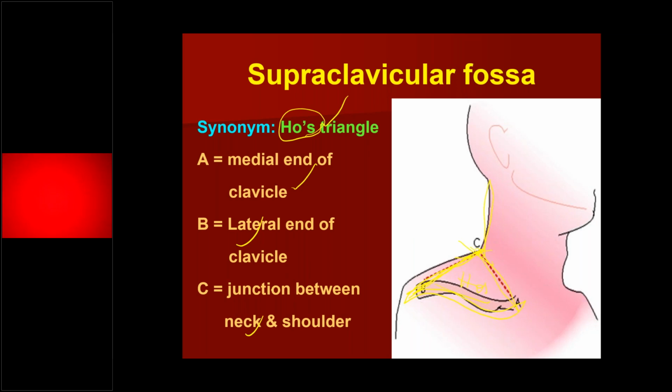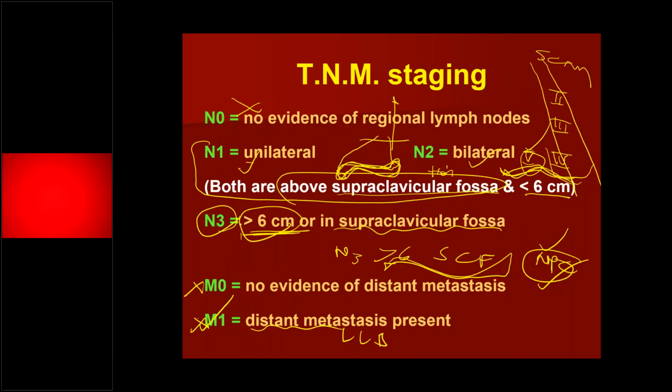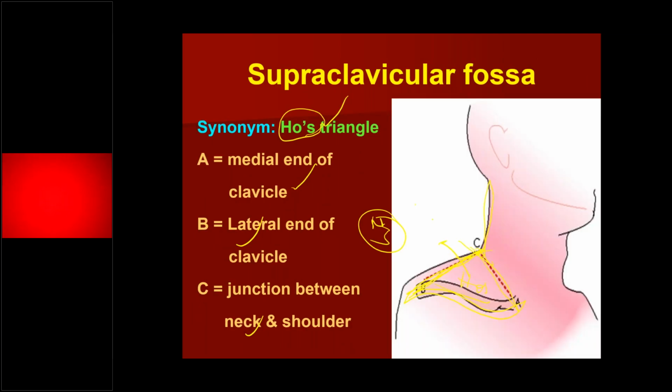Host triangle, very important. Irrespective of the node size, it becomes N3 if the host triangle is involved. You can see here N3 supraclavicular, very important. It becomes the host triangle, and it will become N3, greater than 6 centimeters.